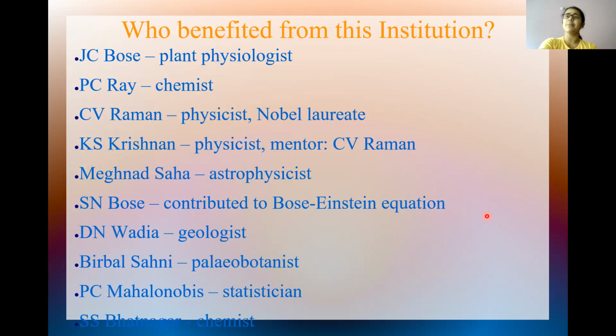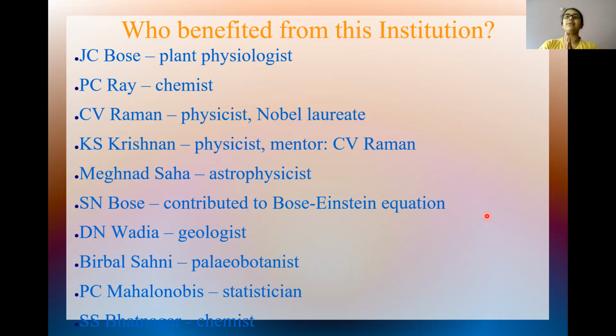There are several people who benefited from this institution. The most renowned names I have put in this video are J.C. Bose, who was a plant physiologist, and the first one basically to do interdisciplinary research. Then there was Prafulla Chandra Ray, or as we more commonly know, P.C. Ray, who was a chemist. And then, as we all know, C.V. Raman, who was from Bangalore, a Nobel laureate and a physicist.